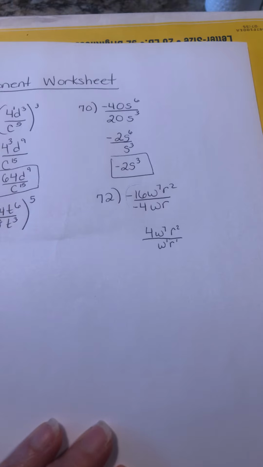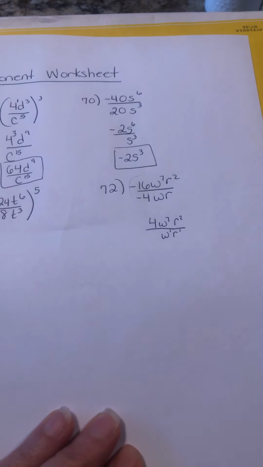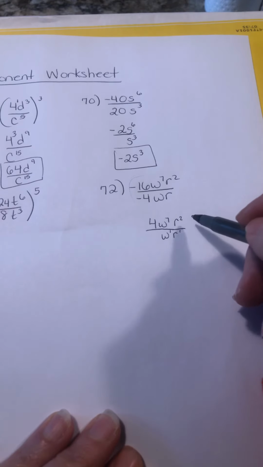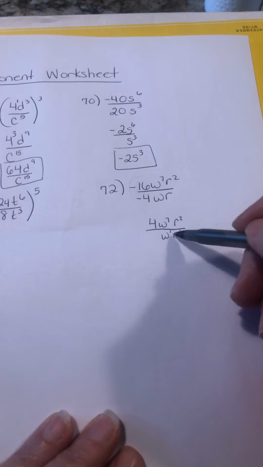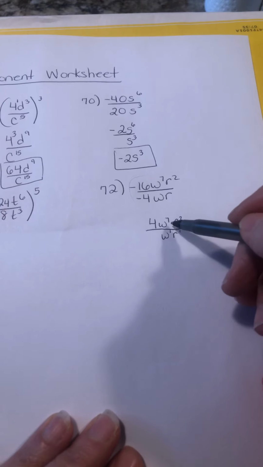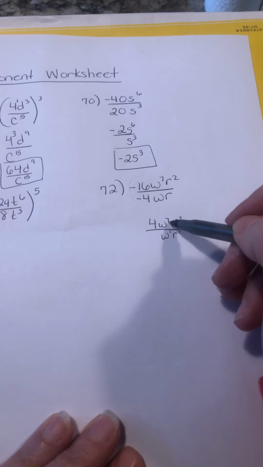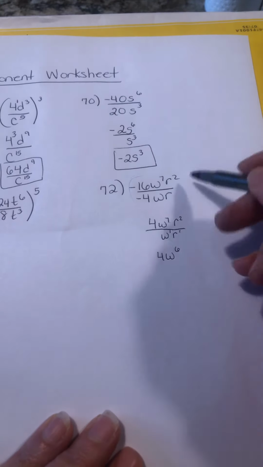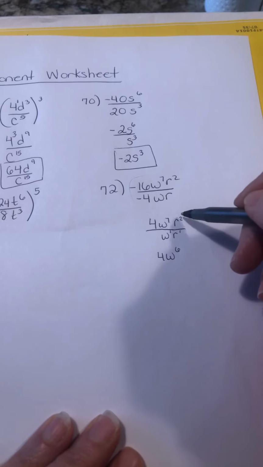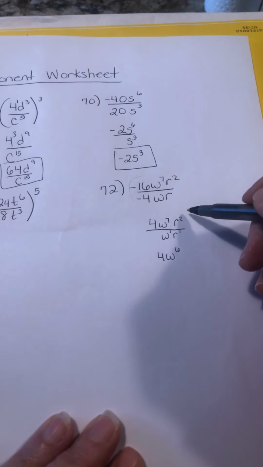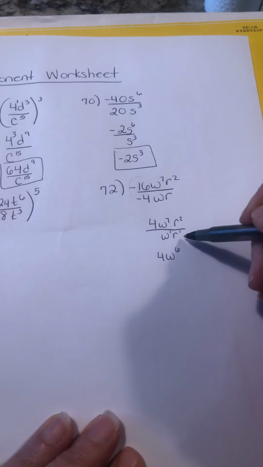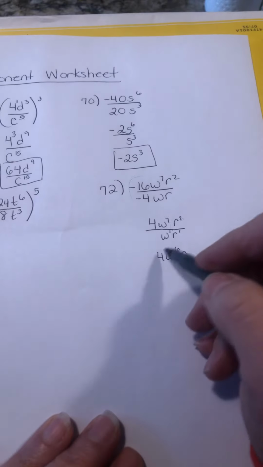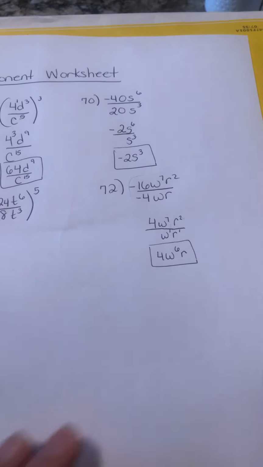And I'm going to be thinking about what do I do when I divide like bases. So when I divide like bases, I keep the base, subtract the exponents. Or if I think about just finding the difference between 7 and 1, which is 6, this one is more than that one. So 4w to the 6th. Over here, again, dividing like bases, we keep the base, subtract the exponents, or taking the difference between 2 and 1, which is 1. This one is more, so we have r to the 1st, or just r.